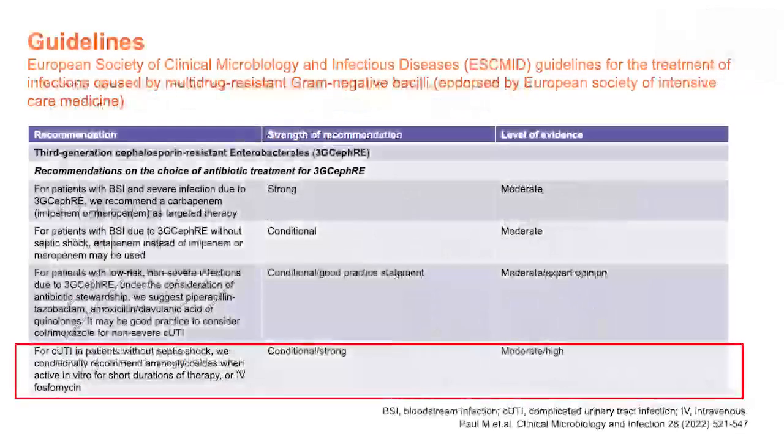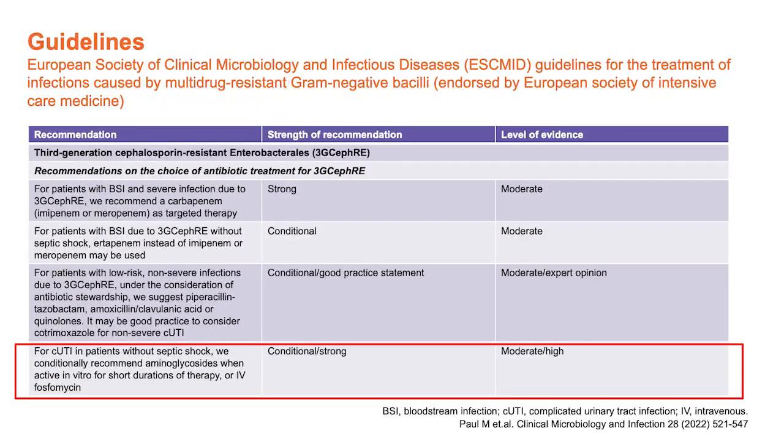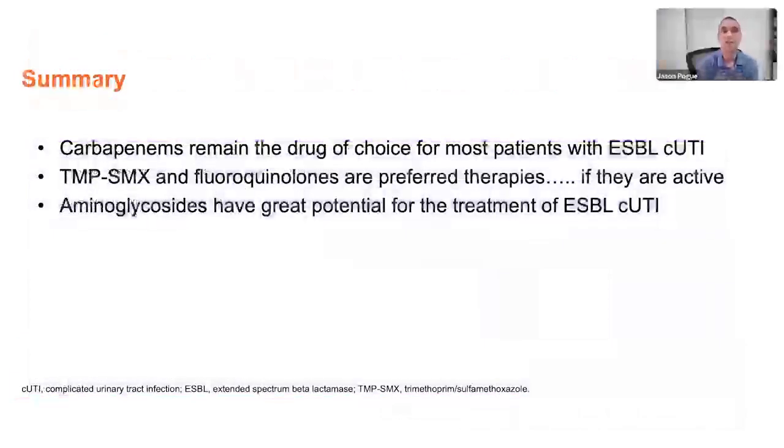Next slide, please. And just so you know, it's not just Jason saying that this is a potential good option for our patients. What you're looking at here is the ID guidelines from the European group. And as you can see at the bottom, these are recommendations for third generation cephalosporin resistant Enterobacterales, which is essentially ESBL producers. And they say for complicated UTI in patients without shock, they recommend giving aminoglycosides.